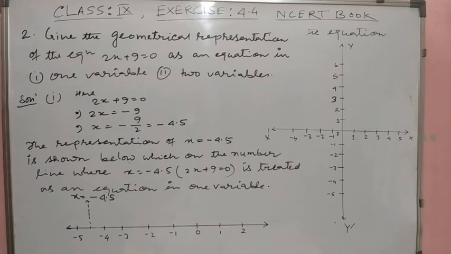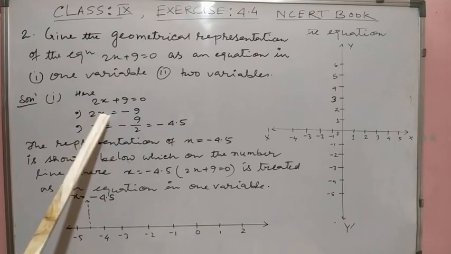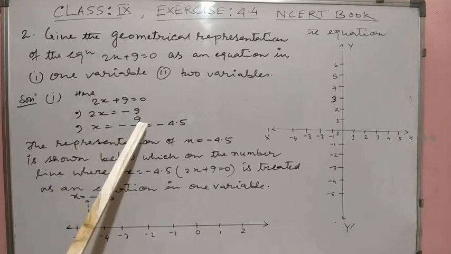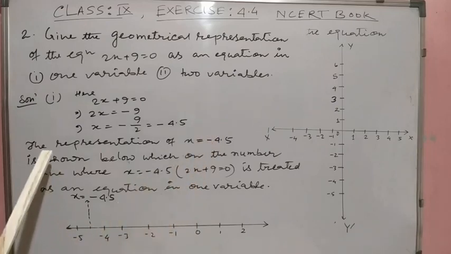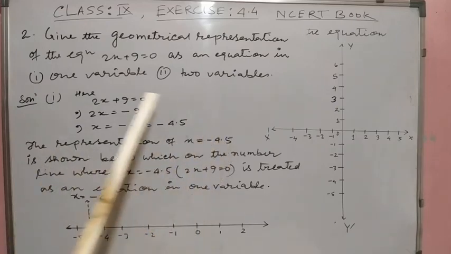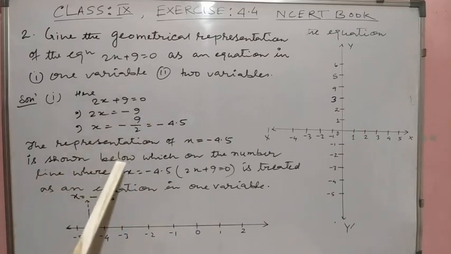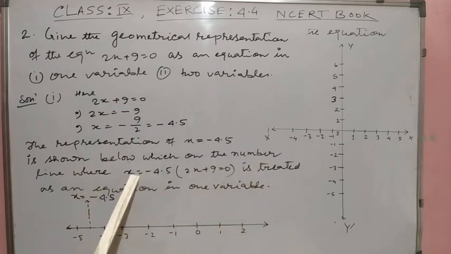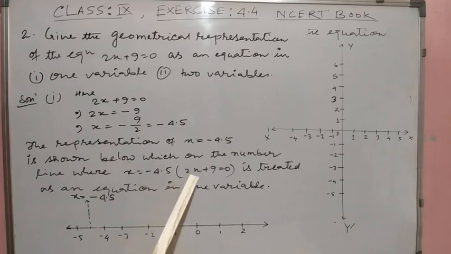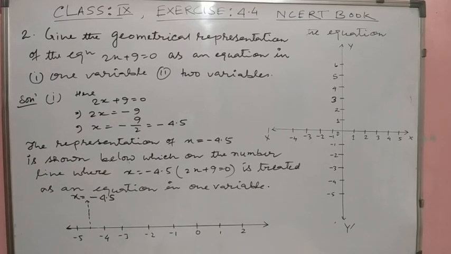So now see here 2x plus 9 equal to 0. So 2x equal to minus 9, x equal to minus 9 by 2 equal to minus 4.5. So the representation of x equal to minus 4.5, that is 2x plus 9 equal to 0, is shown on the number line where x equal to minus 4.5 is treated as an equation in one variable. So this represent minus 4.5. Now let us see how to represent this one in Cartesian plane. Two number.